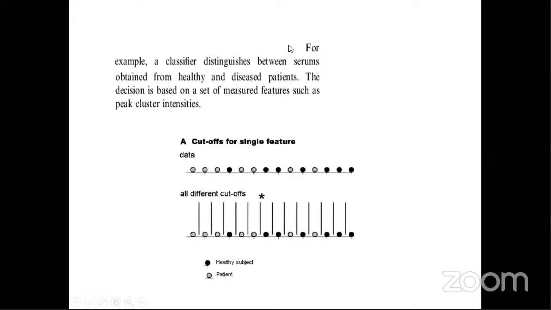Okay, so for example, if you are looking at a serum obtained from healthy and diseased patients, depending upon where we cut off, we can sometimes have healthy patients considered as non-healthy and ill patients considered as healthy. So both are possible depending upon where we cut off.